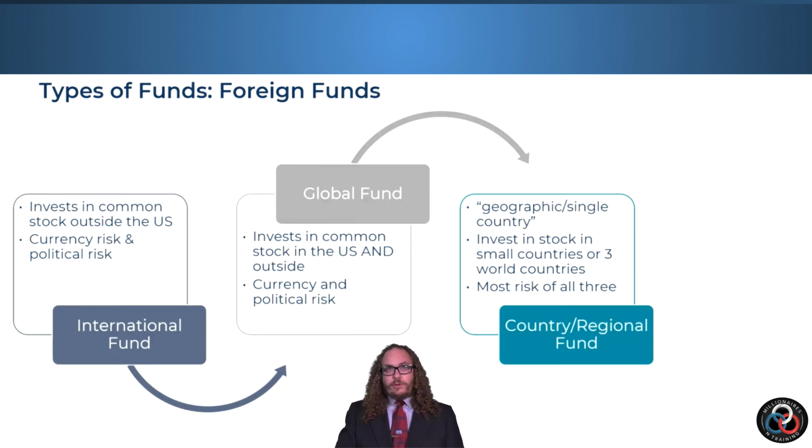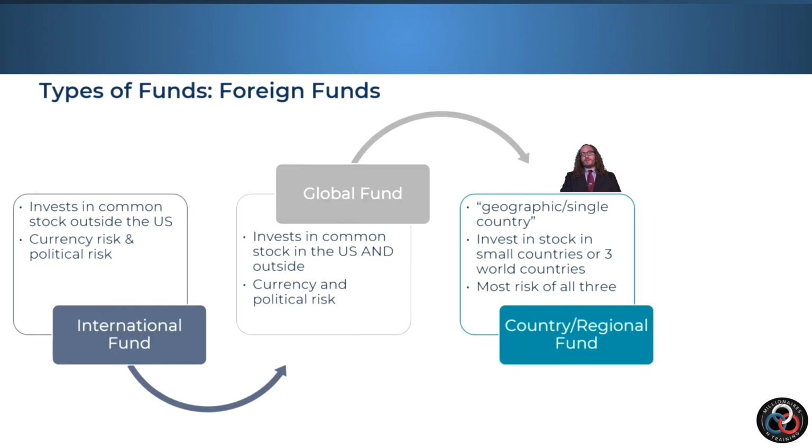If somebody talks to you about a global fund, global funds invest both in the United States and outside of the United States in order to look at a global economy. So they're, out of all of these three, probably the least aggressive, only because they can invest in the United States if they need to. And finally, we look at our country regional funds. These are also referred to as geographical or single country funds. They invest in stocks in small countries, or even potentially third world countries. So out of all three of these, country regional funds carry the most risk.